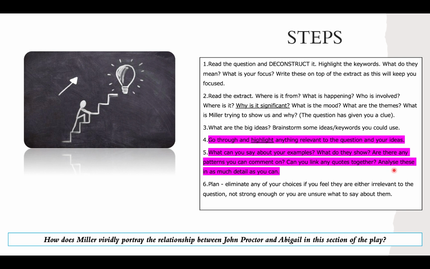Now your analysis here is feeding back to your AO3, which is the methods. So remember that this is a play, so you want to be commenting on dramatic devices. You also want to be commenting on language. Can you spot anything in terms of semantic fields? Is there any imagery that you can comment on? Any words that stand out that you can discuss the connotations of? So there's an awful lot here that you can pick out in terms of the methods that are used, and try and just make notes along the extract as you go.